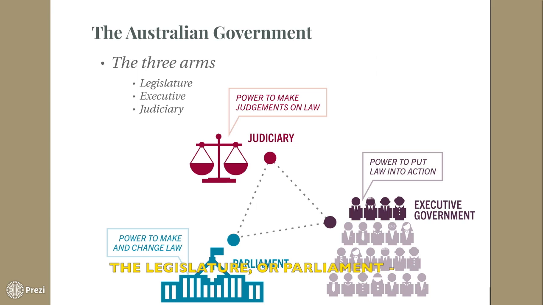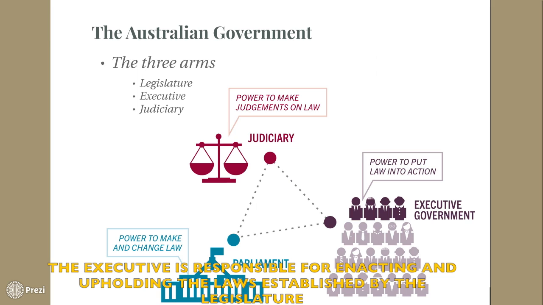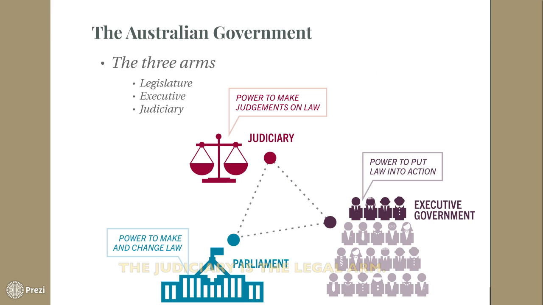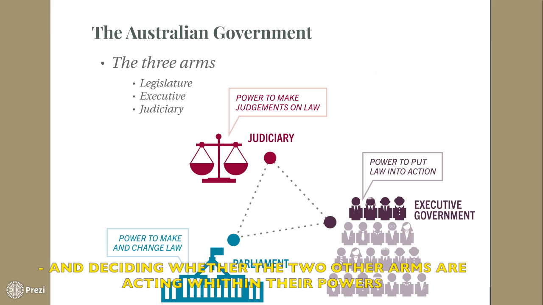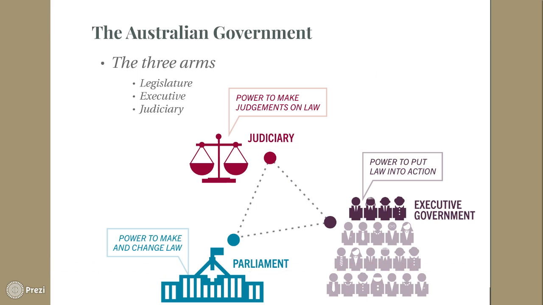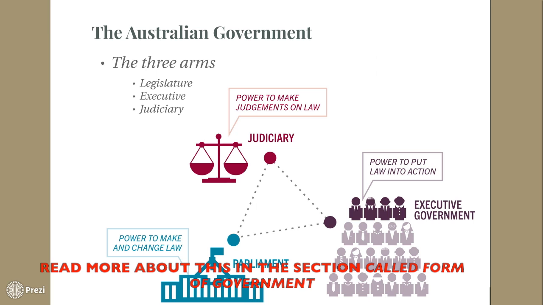The legislature, or the parliament, is responsible for debating and voting on new laws. The executive is responsible for enacting and upholding the laws established by the legislature. The judiciary is the legal arm. It's responsible for enforcing the laws and deciding whether the two other arms are acting within their powers. Read more about this in the section called Form of Government.